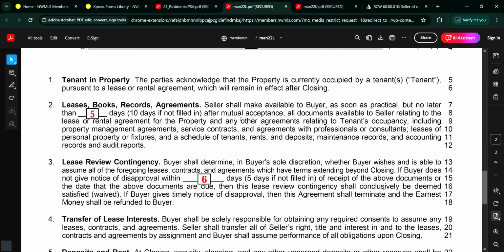Okay, so seller shall make available to buyer as soon as practical, but no later than, so it's 10 days by default after mutual acceptance, all documents available to seller relating to the lease or rental agreement for the property and any other agreements relating to tenant's occupancy, including property management agreements, service contracts, and agreements with professionals or consultants, leases of personal property or fixtures, and a schedule of tenants' rents and deposits, maintenance records, and accounting records and audit reports. So first things first is getting a copy of all the books, the records, and agreements.